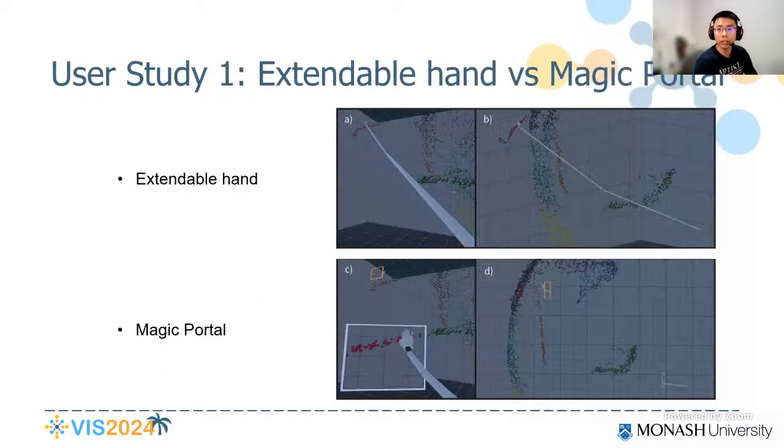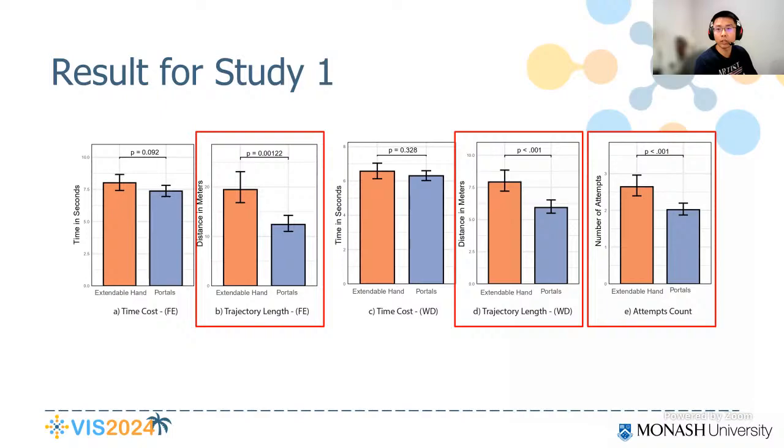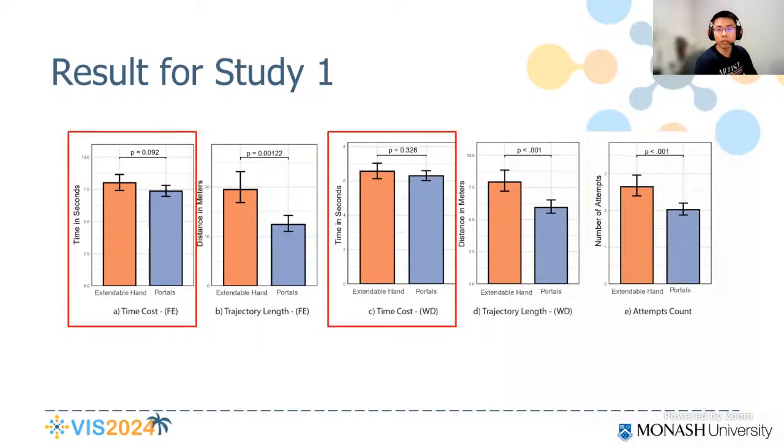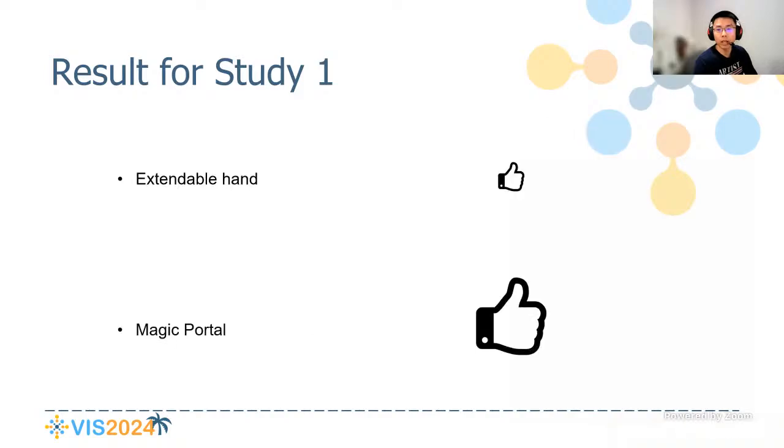Our first user study is a comparison between extendable hand interaction, like the traditional Go-Go interaction, and our Magic Portal interaction. We have found strong evidence that Magic Portal interaction outperforms the extendable hand in terms of trajectory length and number of attempts, but found no evidence of a difference in completion time. The fatigue result also suggests that Magic Portal interaction is less fatiguing. And the post-study feedback shows more participants prefer the Magic Portal interaction.